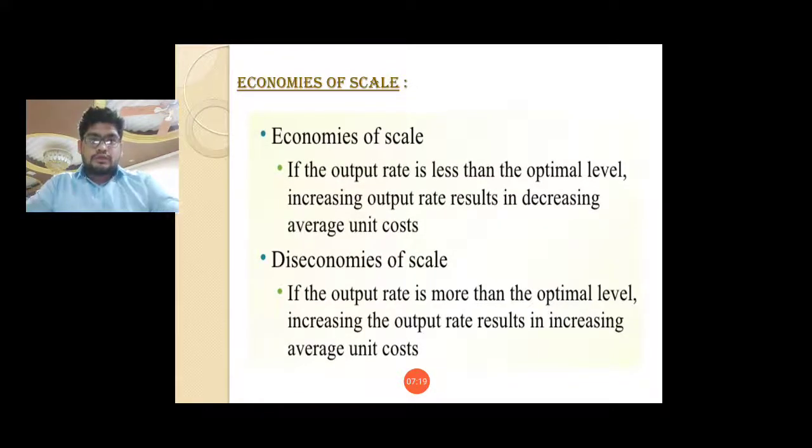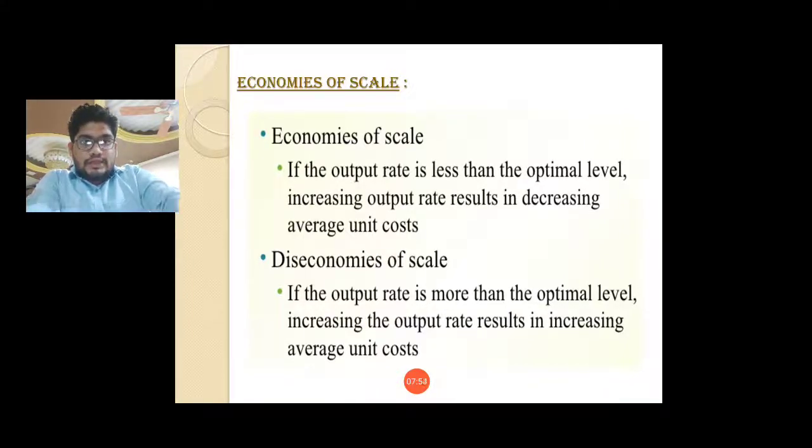Now, economies of scale. What is economies of scale? Economies of scale is: if the output rate is less than the optimal level, increasing the output rate results in a decrease in average unit cost. See what it says. If we set an optimal level of 100 and the output rate is less than it, say 90, then increasing the output rate results in decreasing average unit cost. Fine. So it will result in loss eventually.